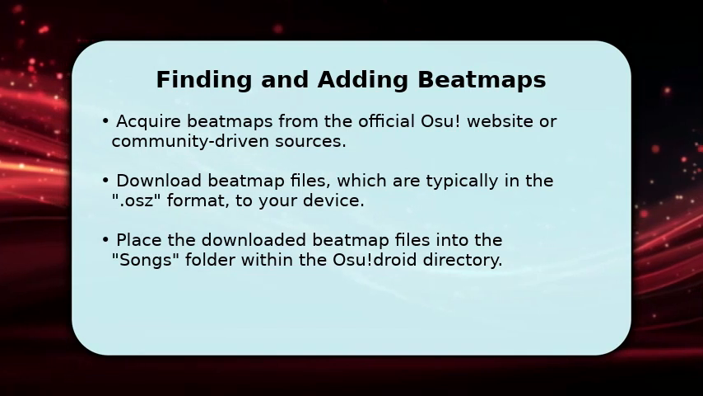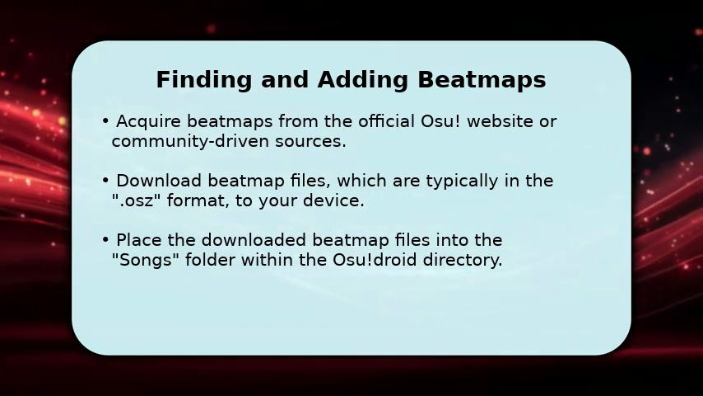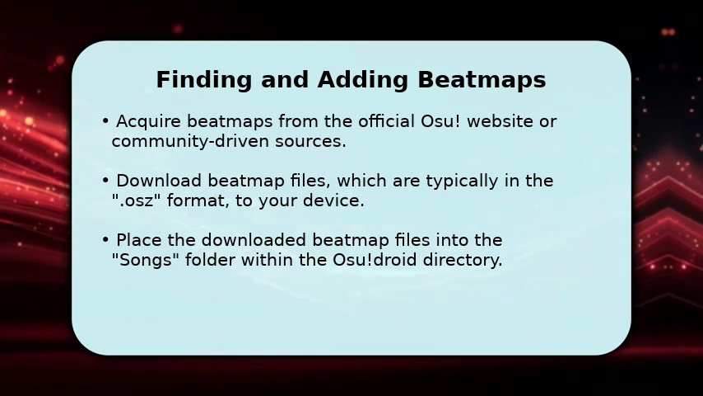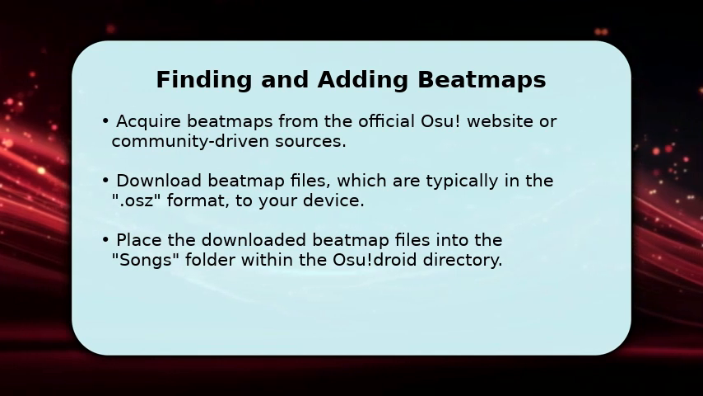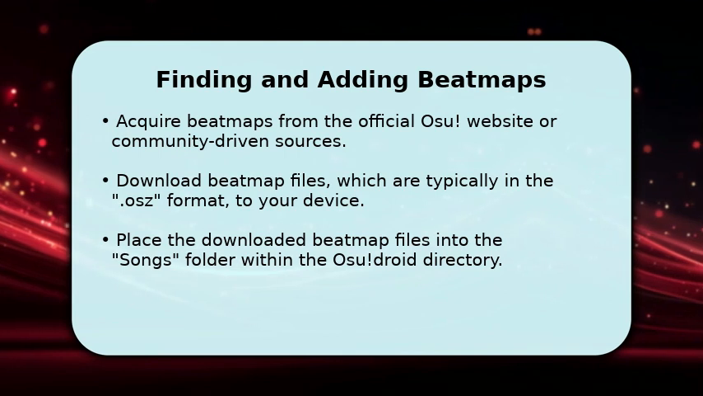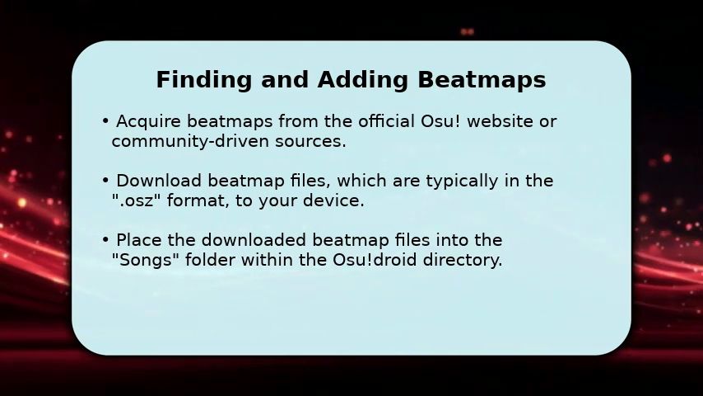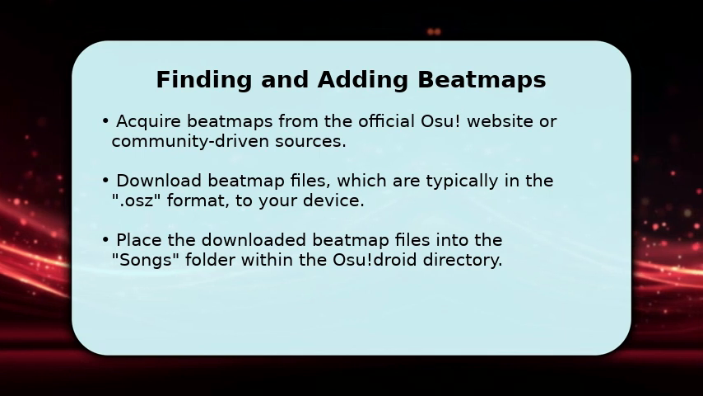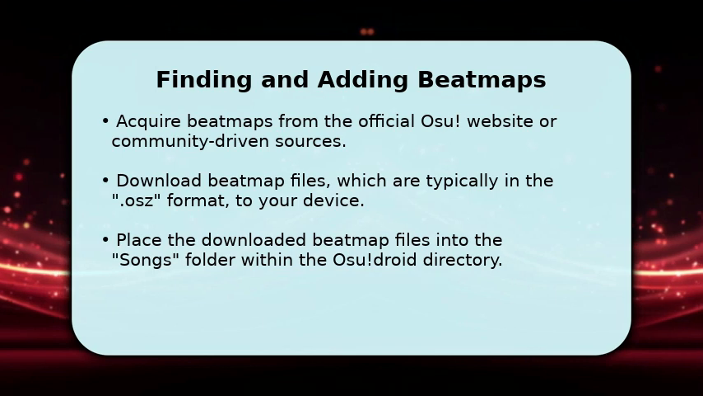Now that you have the OSU Droid app, the next crucial step is adding beat maps. You can find thousands of beat maps on the official OSU website. Simply search for your favorite songs and download the OSU files. Once downloaded, move these files into the Songs folder located within your OSU Droid application directory. The app will automatically detect and process them, usually within a few seconds, making them ready for play.